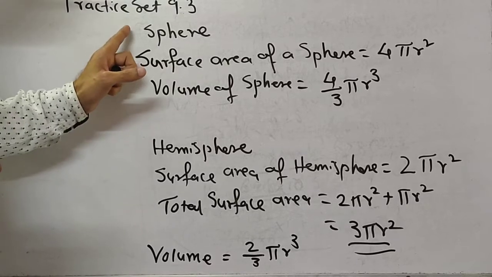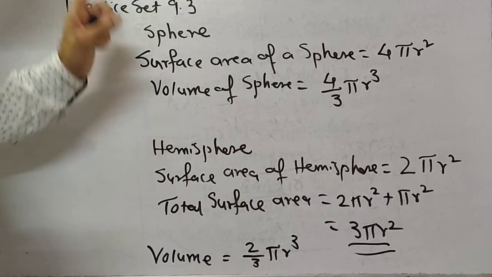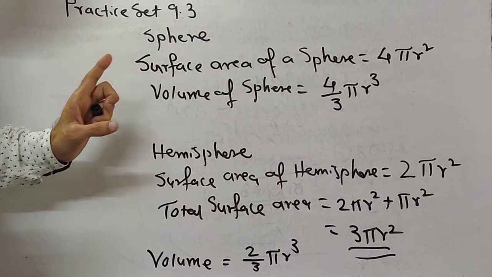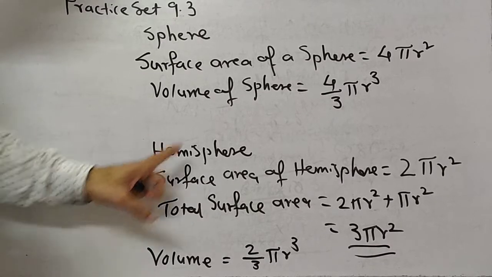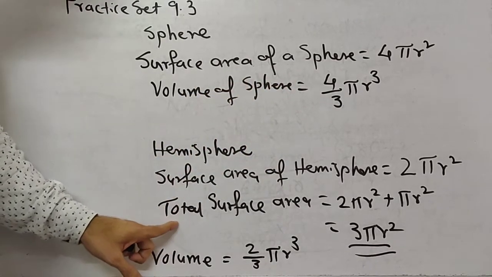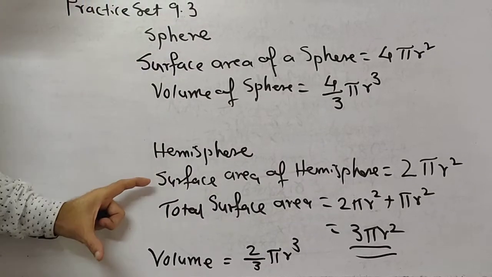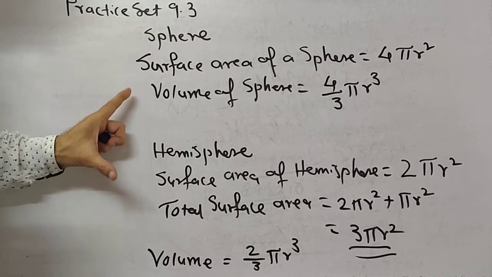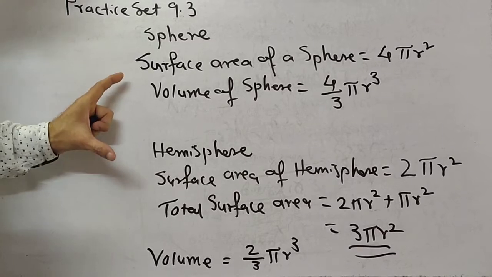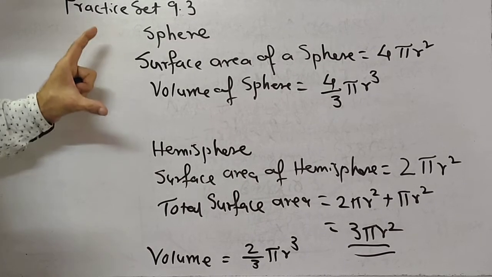And the formula for the sphere is only one. Surface area of the sphere is 4 pi r square. For hemisphere, the surface area is 2 pi r square, and total surface area is 3 pi r square. So you should know these formulas. If you know these formulas, the 9.3 exercise will be very easy for you.